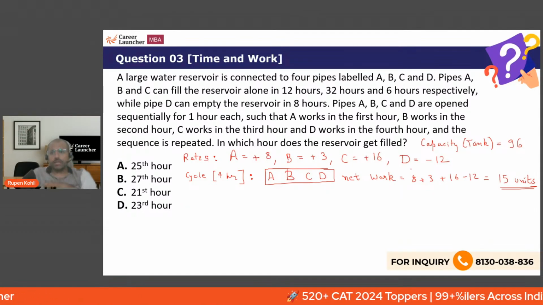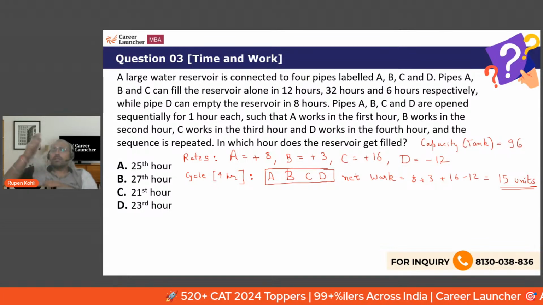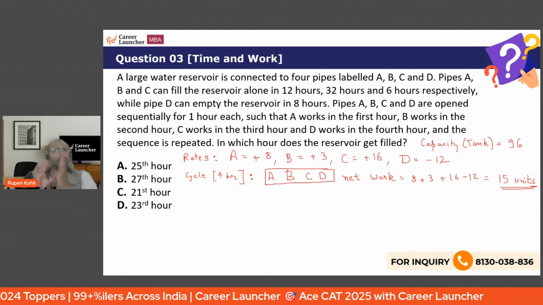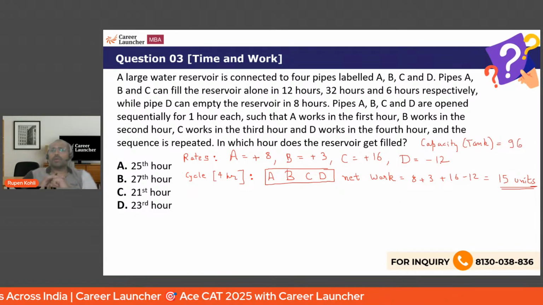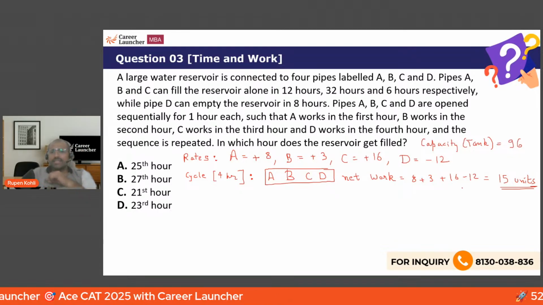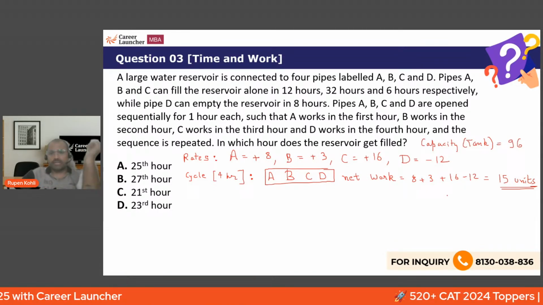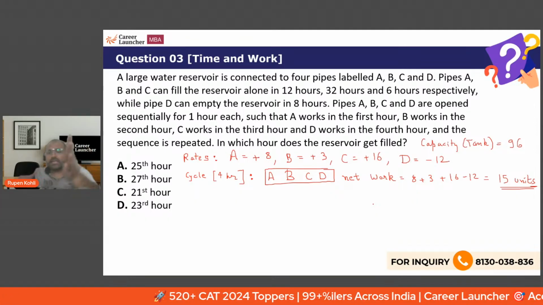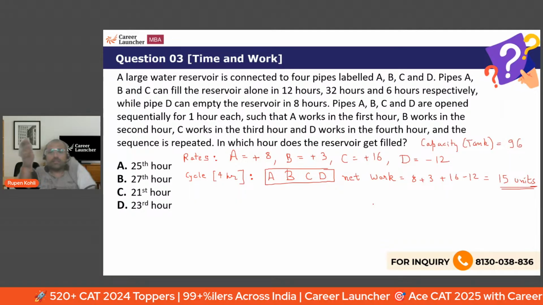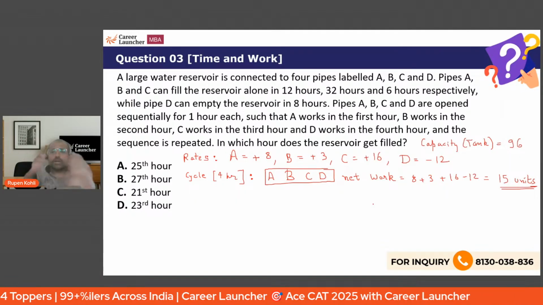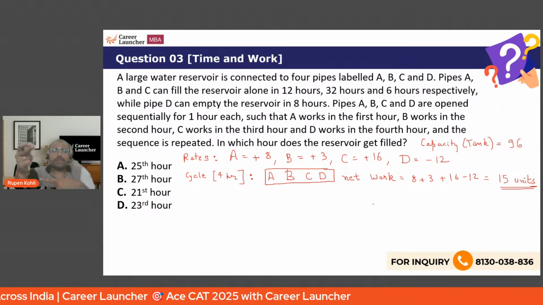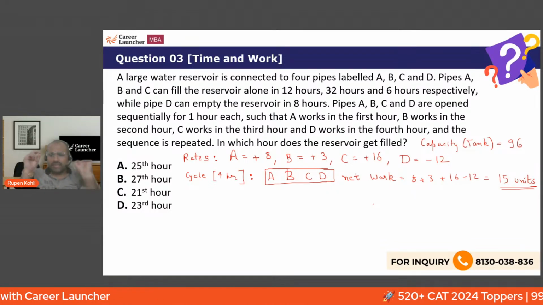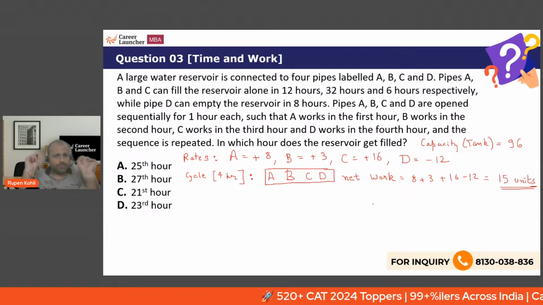One common mistake that people do is, we need to reach 96, so let's take the closest multiple of 15 up to 96, which is 15 into 6, 90 units. So make use of 6 such cycles, and therefore 6 into 4, 24 hours done, and finally in the 25th hour, with the plus 8 work being done, the tank will get filled. That is a very common mistake that people do.